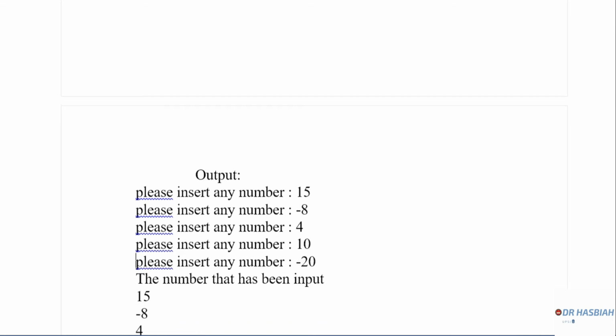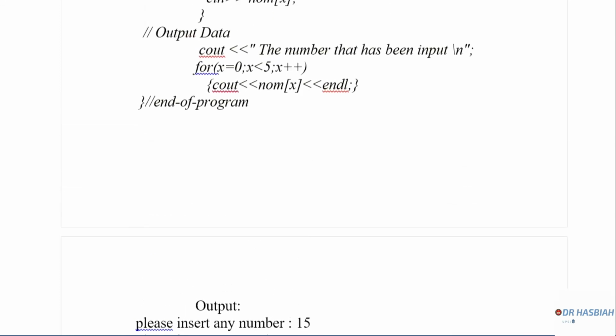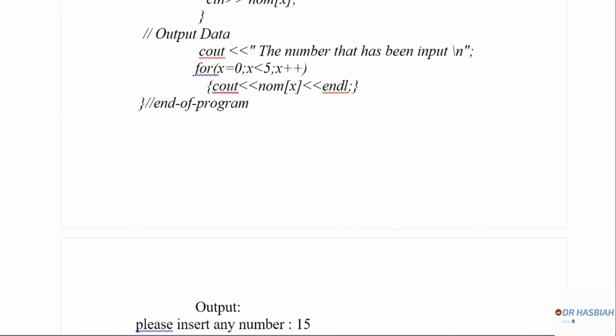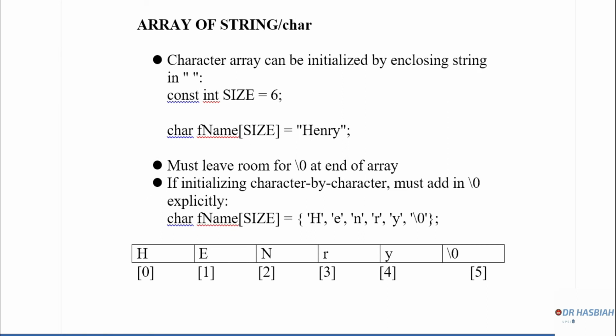Then after that, we have the cout statement here just now. So this is the output of the cout statement, the numbers that have been input: 15, minus 8, 4, 10, and minus 20. So whatever you entered, whatever you inserted just now, this is your output, right? Okay, so that is the example of how to use an array. Now we move to array of string.